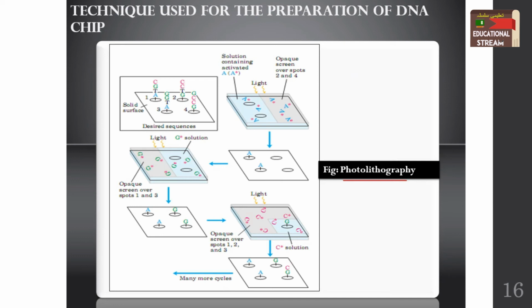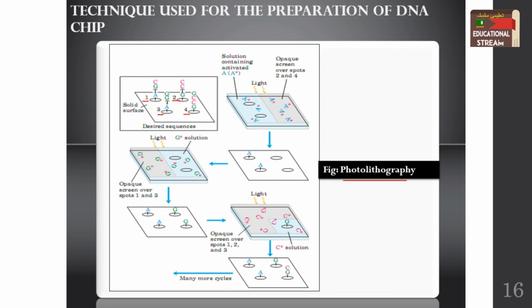As you can see, this is the solid surface on which 1, 2, 3, 4 wells are shown here, and this is the desired sequence. So we will add the solution containing the activated A, and we have provided an opaque screen over the spots 2 and 4, because A is not required to be added on spots 2 and 4. This is spot 1, this is spot 2, this is spot 3, and this is spot 4. So we do not want A to be added to 2 and 4. As you can see, the first nucleotide is A in 1 and 3. So we will add an opaque screen at these two spots, and we will add the activated A solution. A will get added on it.